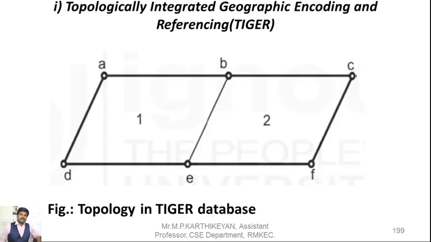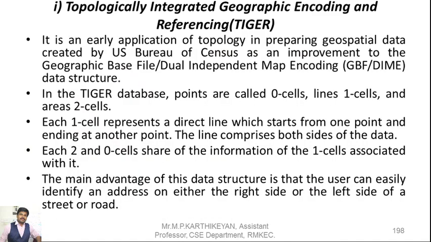So this is one example I will tell you. Here A, B, C, D, E, F are points. AD, BE and CF are lines, and AB, BC, DE, EF are also lines. Area 1 and 2 are polygon areas. So 1 is a particular area and 2 is a particular area. In the previous point we saw that if we take a 1 cell, then we can represent it in 2 manners.